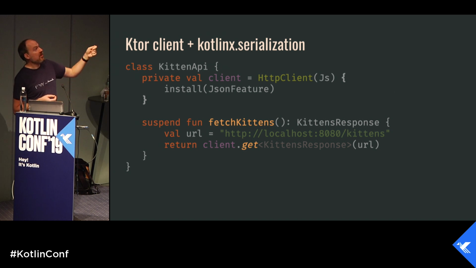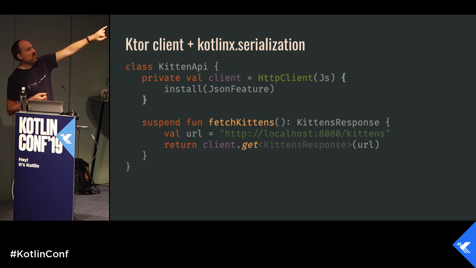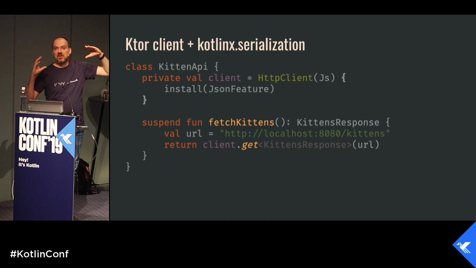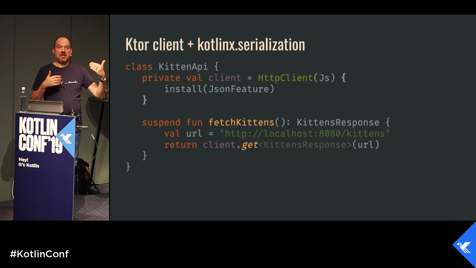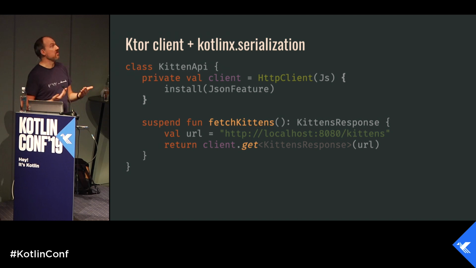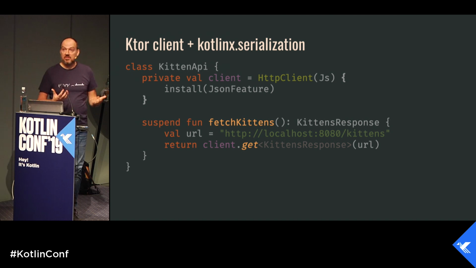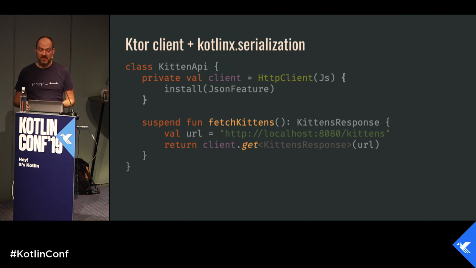Now, if you want to call the API, we have the URL there, just call client get and the URL, and I've been explicit here in specifying the type. So now the Kotlinx serialization library will kick in here and assume that you're getting a kitten response and do the deserialization for you. So now you have a nice way of fetching data in a type-safe way.